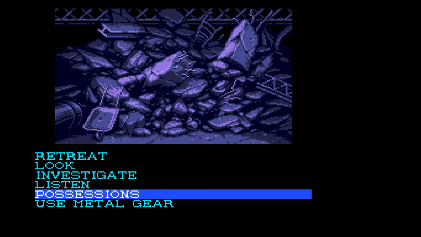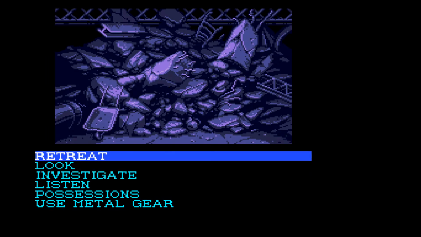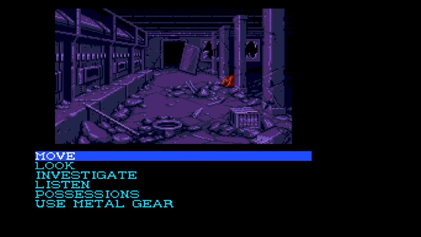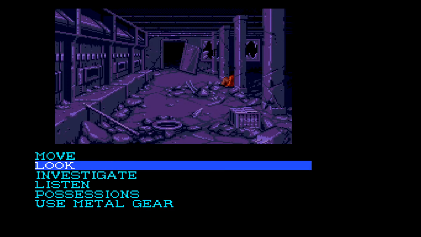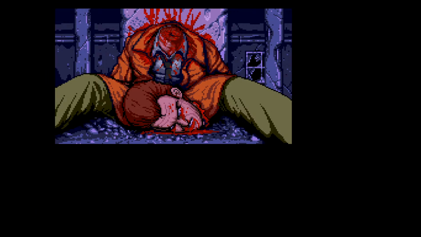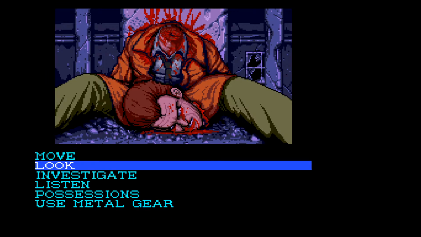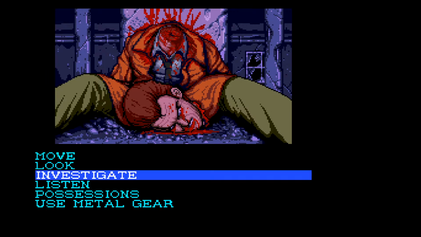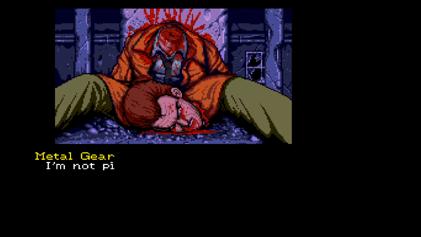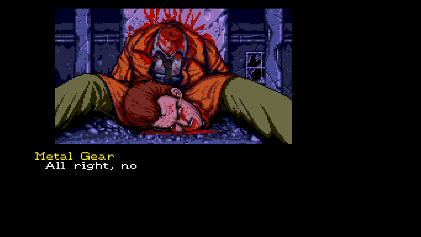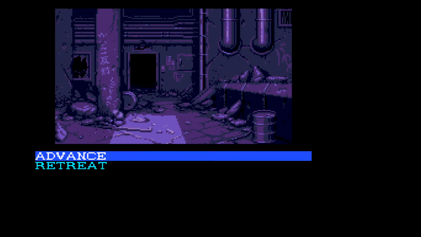Okay, no sound, no motion. I guess we have to move back. Let's try investigating. Oh no, his corpse is actually off the menu now when it comes to investigating. Okay, well I guess retreat. I honestly don't know what else we can really do here.